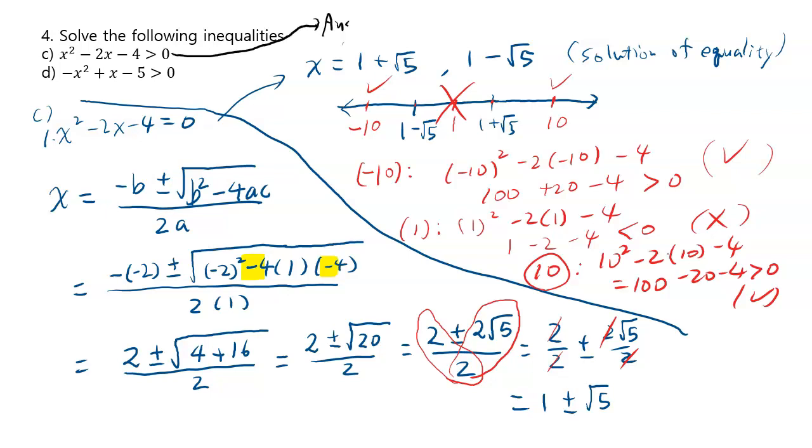Answer would be, your x value should be over here. What's that? That's before 1 minus square root of 5, and, or it could also belong here, which is after 1 plus square root of 5. So that's the answer to the inequality.